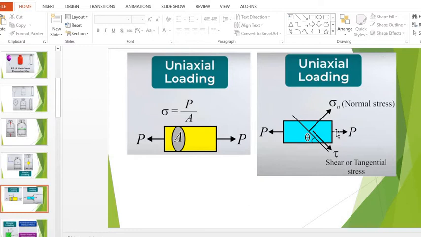Here you can see this is P actually only, but when I cut this bar, which is just like a circular bar, with some angle theta, then perpendicular to this plane, one stress will occur. This will be called normal stress, right? Similarly, along this oblique plane, one stress will act, and that will be called shear stress or tangential stress. Now it will be clear to you how the normal stress and shear stress came.